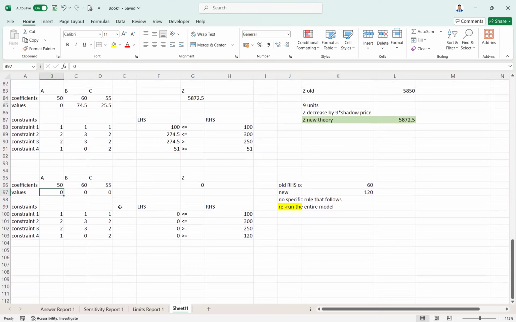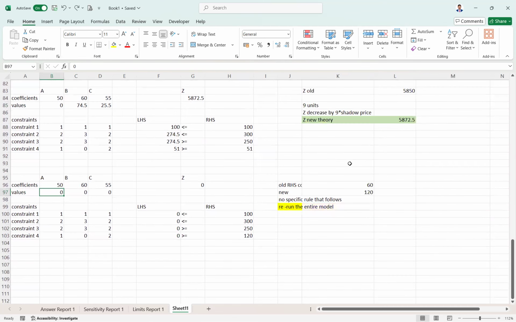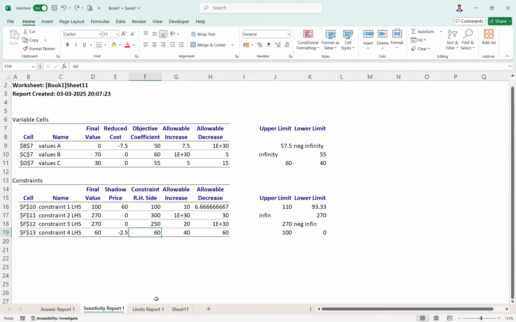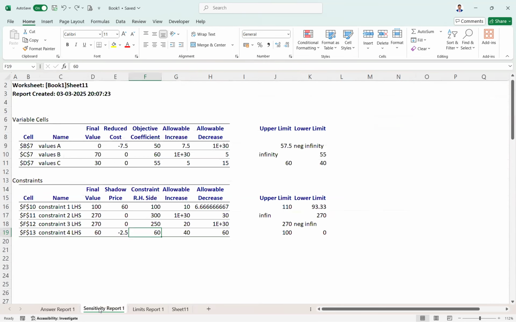We don't check anything here. There is nothing to prove. Okay, no case, nothing to prove here. Once it is beyond the allowable increase or decrease, which means theory doesn't know what happens, it is random. Why are we trying to interpret the sensitivity report?